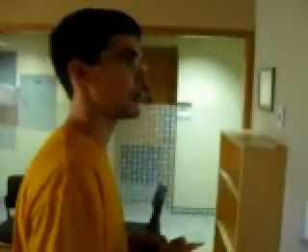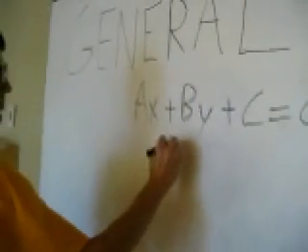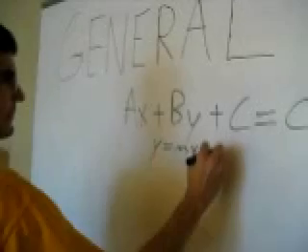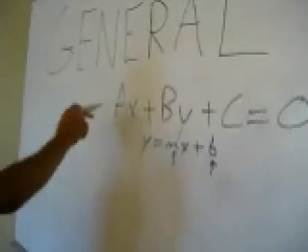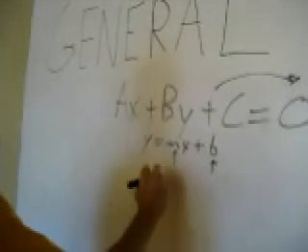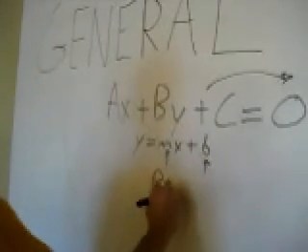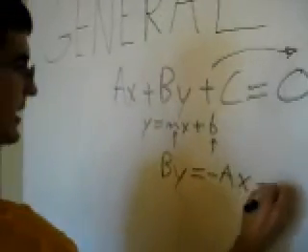Just tell our viewers what you're about to do. So right now what I'm going to do is rearrange for y. I want to get it into a form where we have y equals mx plus b, where m represents the slope of our line and b represents the y-intercept. Hence, slope-intercept form. So, to start, I'll be moving the ax and the c to the other side of our equation. So when we do that, we end up with by is equal to negative ax minus c.